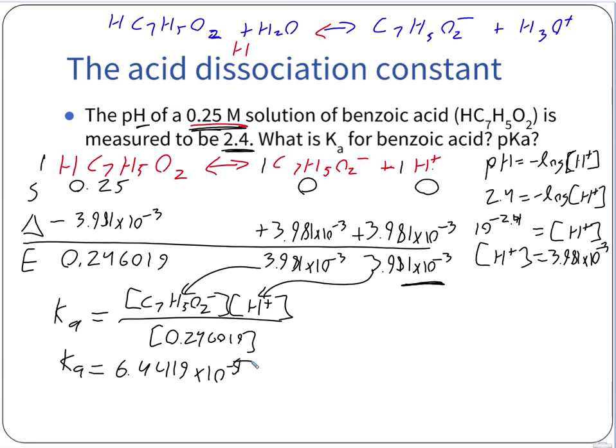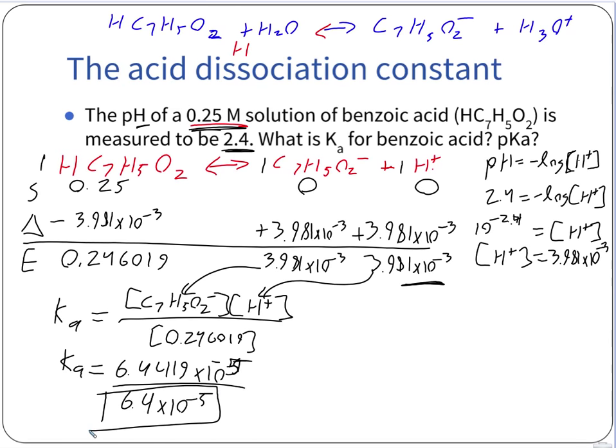Nope, fifth, that's a 5. Okay, 10 to the negative fifth. Okay, now, what was our question? So what's Ka? Okay, so we have Ka. So 6.4419 times the negative fifth. I guess sig fig wise it should be 2. So 6.4 times 10 to the negative fifth would be our final value for Ka.